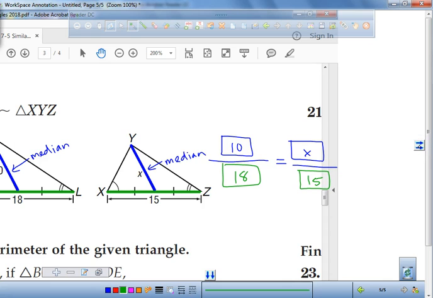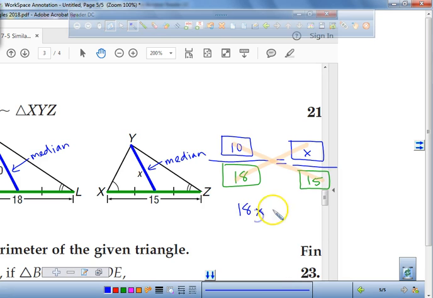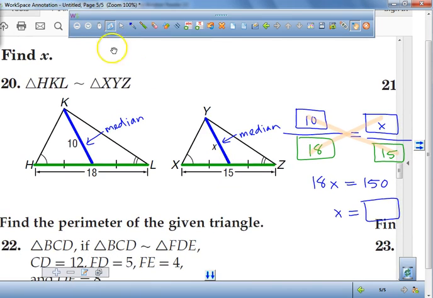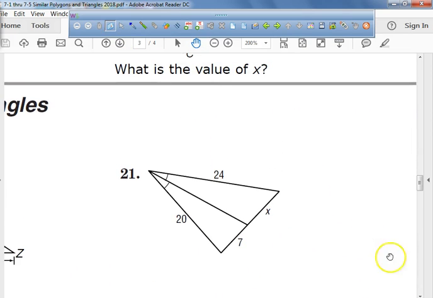Now all you have to do is what? Cross multiply and solve for x. Okay? So right now, on your own, why don't you guys do a little cross multiplication, solve for x. I'm not going to give you the answer, okay? But it's going to be 18 times x equals 10 times 15, which is 150. If you can finish solving for x, you'll get the right answer for problem number 20. I'm not going to tell you. All right.